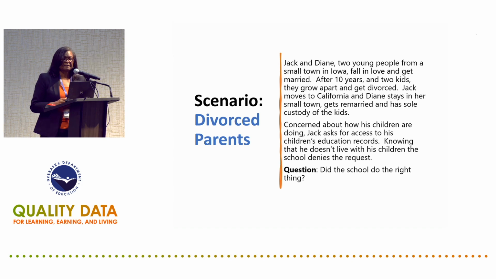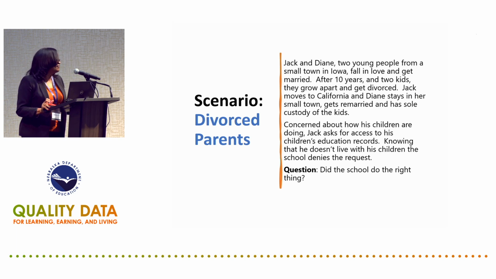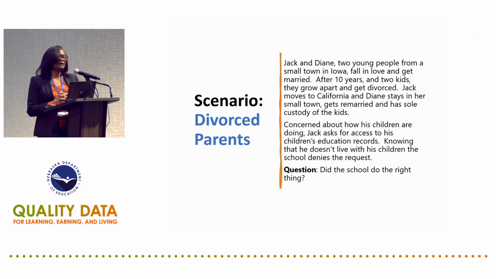Divorced parents, Jack and Diane, two young people from a small town in Iowa, fall in love and get married. After 10 years and 2 kids, they grow apart and get divorced. Jack moves to California, and Diane stays in her small town, gets remarried, and has sole custody of the kids. Concerned about how his children are doing, Jack asks for access to his children's education records. Knowing that he doesn't live with his children, the school automatically denies the request. Did the school do the right thing?